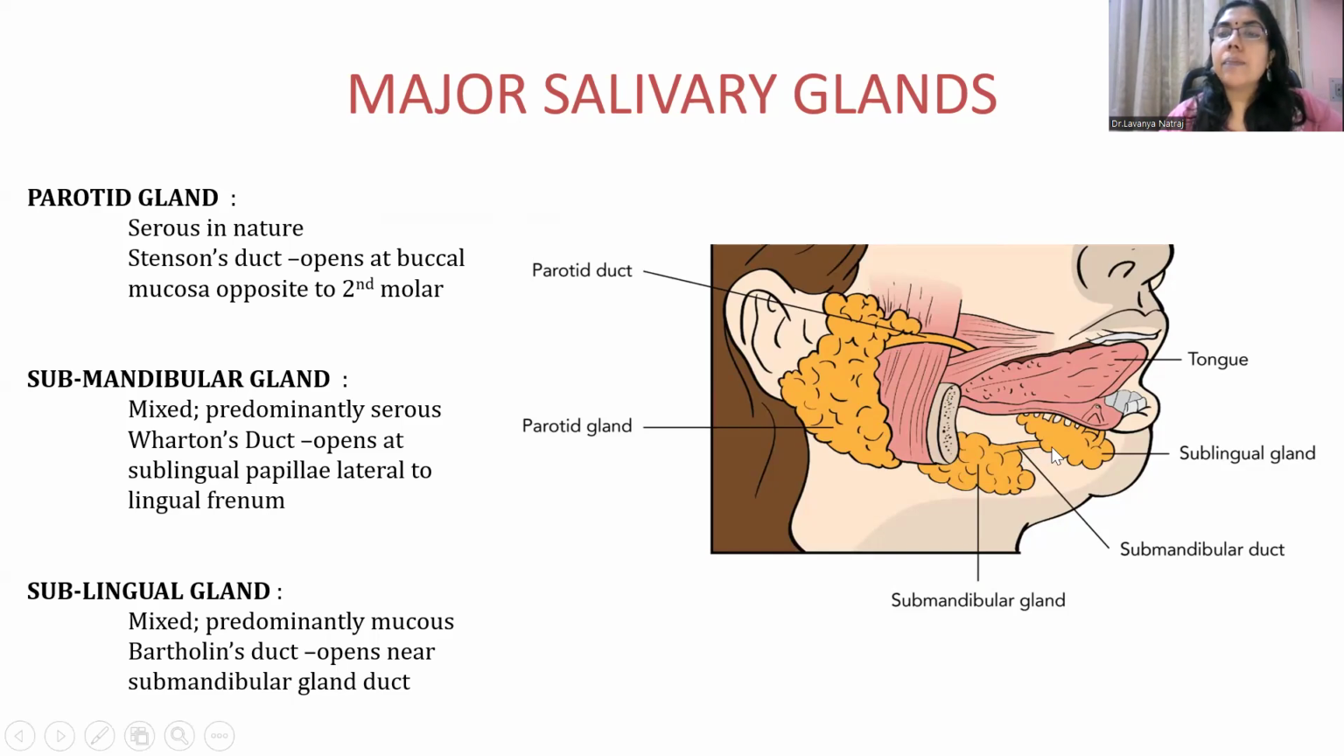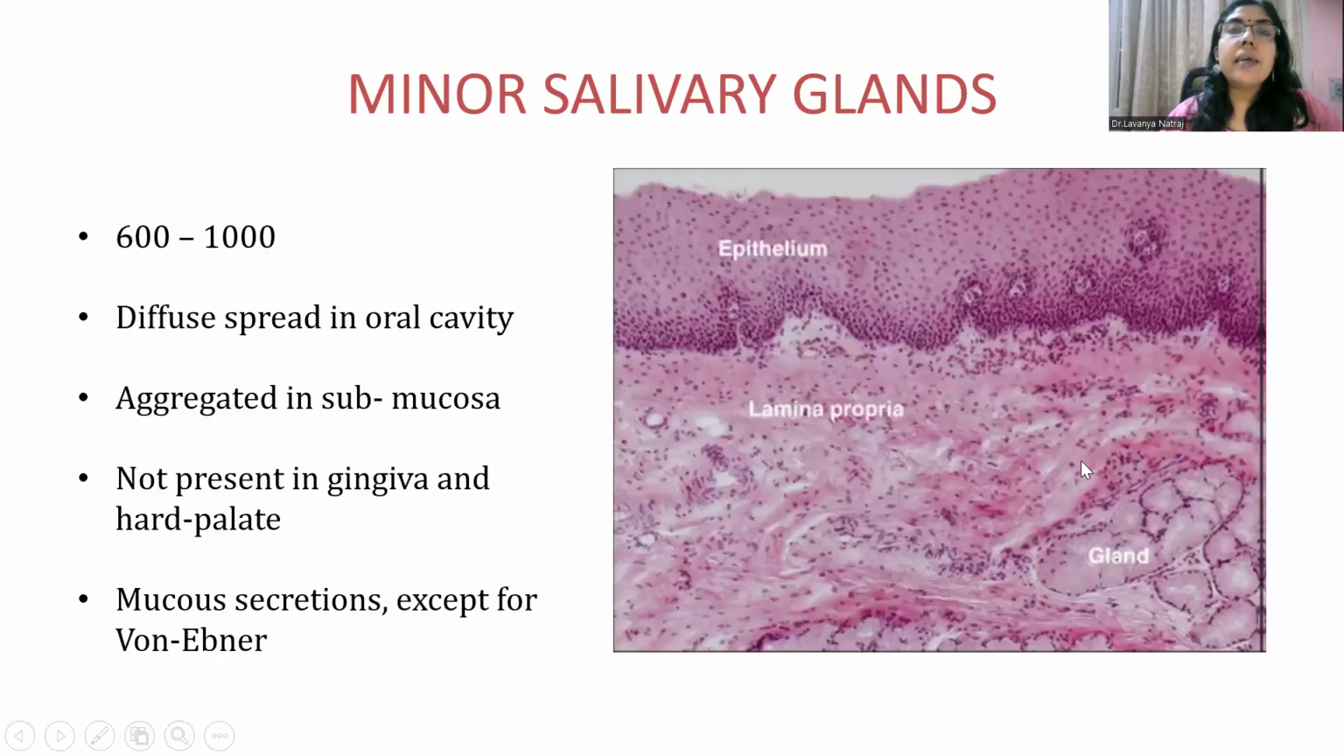And the last major gland is the sublingual gland, which is the smallest of all the three, as you can see from this picture. The secretion is mixed in nature, and they are predominantly mucous. They have the major duct, which can be seen here as I show in the arrow. It is called Bartholin's duct. It opens near the submandibular gland duct itself, near the lingual frenum, lingual papilla. And there are some more smaller ducts called the ducts of Rivinus. They have direct opening into the oral cavity. So that is about the major salivary glands.